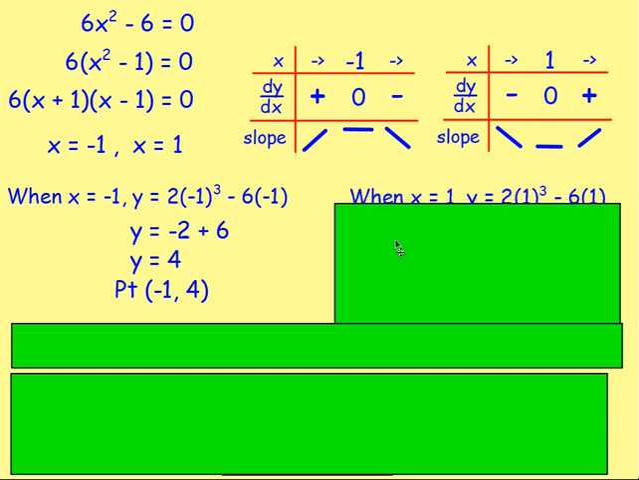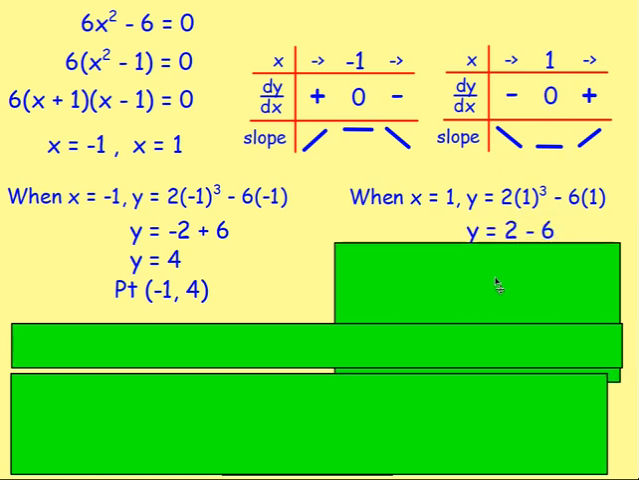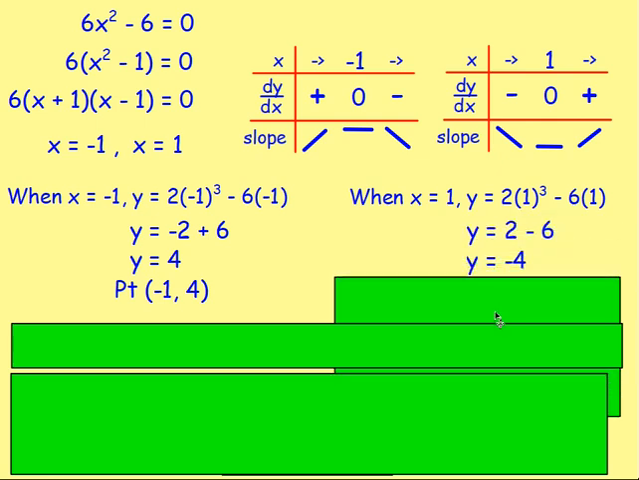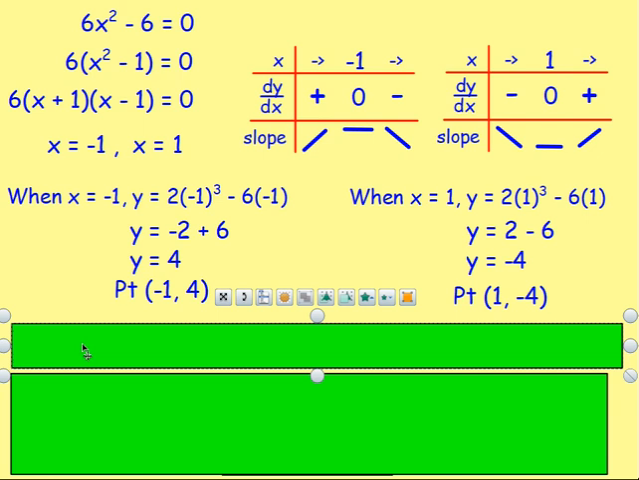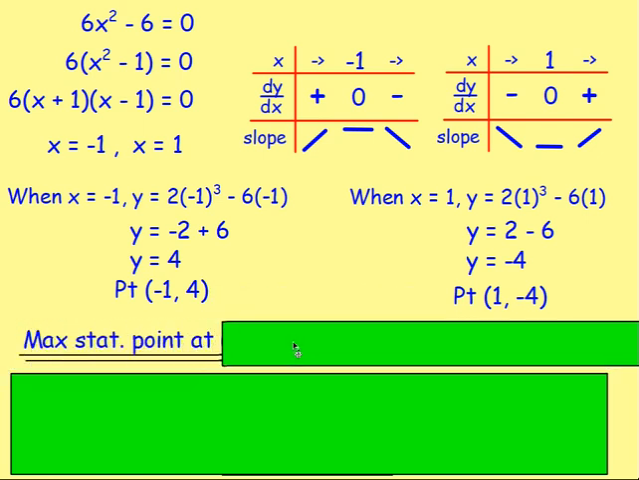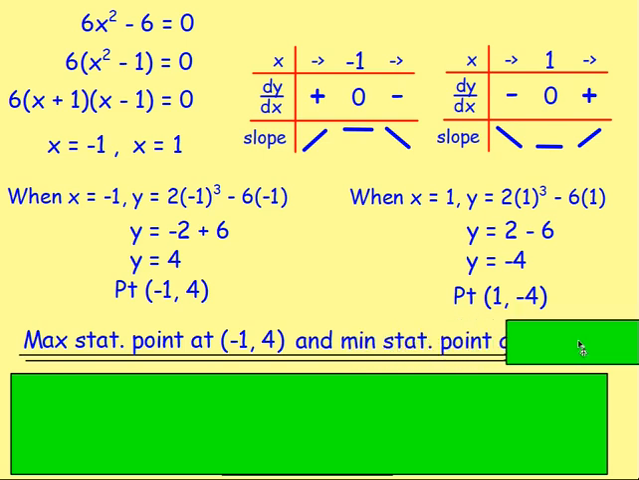Subbing in 1 to the original equation will give you 2 times 1 cubed, take away 6 times 1, which becomes 2 take away 6, giving you negative 4. And that point will therefore be 1, negative 4. Remember to finish off, always state the points if they are a maximum or a minimum or a point of inflection. So you can say for that, remember this negative 1, 4 was a maximum. So there is a maximum stationary point at negative 1, 4 and a minimum stationary point at 1, negative 4.